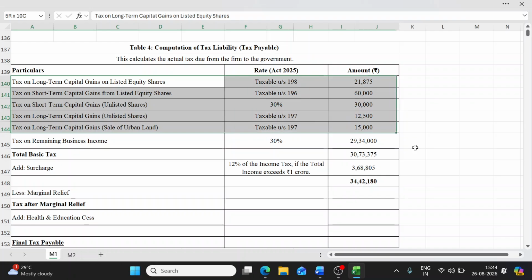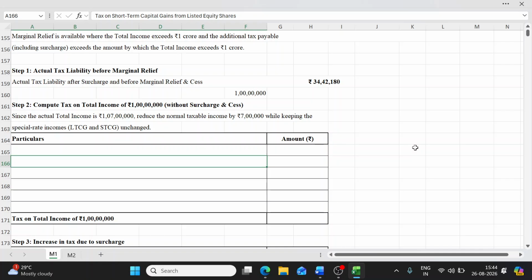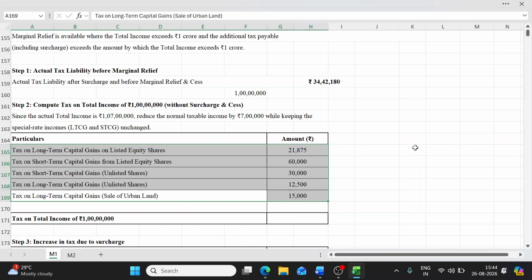All these special rate incomes, we will consider as they are. Take all these incomes as they are first, and their tax won't change, because we are not changing the income. Now we will make an addition of the actual income of all these figures.